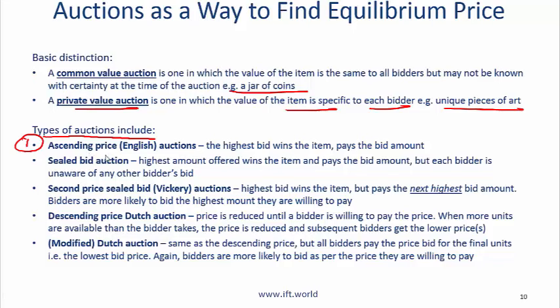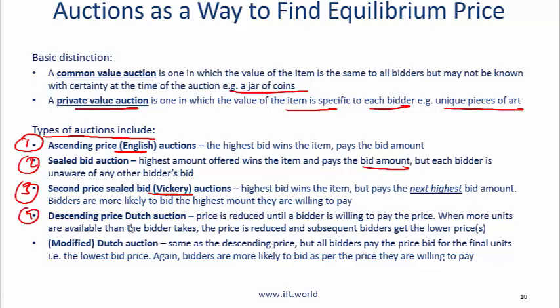Next, we come to types of auctions. First is ascending price auction, also called an English auction. The highest bid wins the item and pays the bid amount. Then we have a sealed bid auction. The highest amount offered wins the item and pays the bid amount, but each bidder is unaware of any other bidder's bid. Then we have second price sealed bid auctions, also called Vickrey. Here the highest bid wins the item but pays the second highest bid amount. Bidders are more likely to bid the highest amount they are willing to pay.